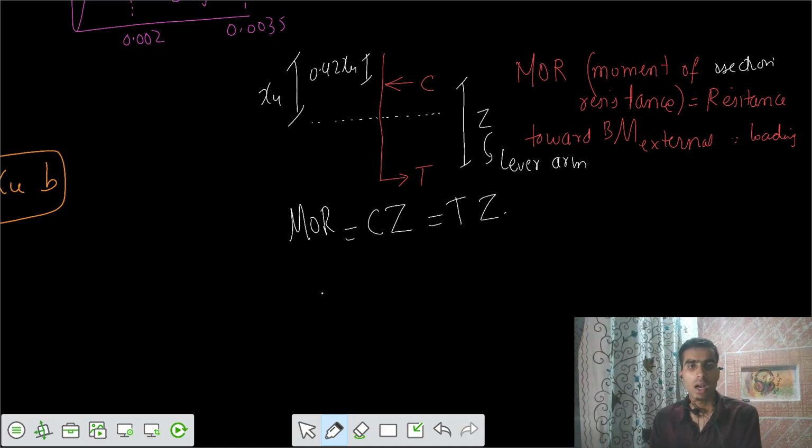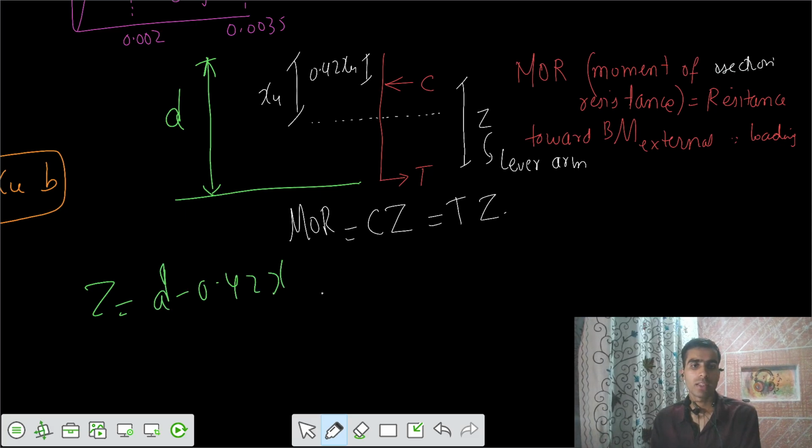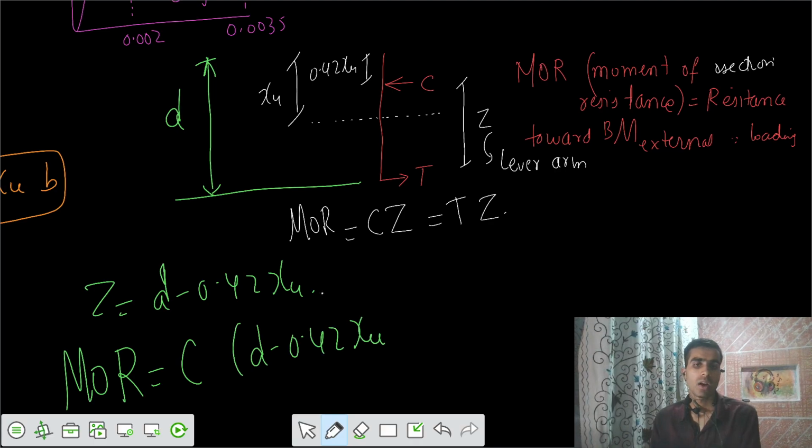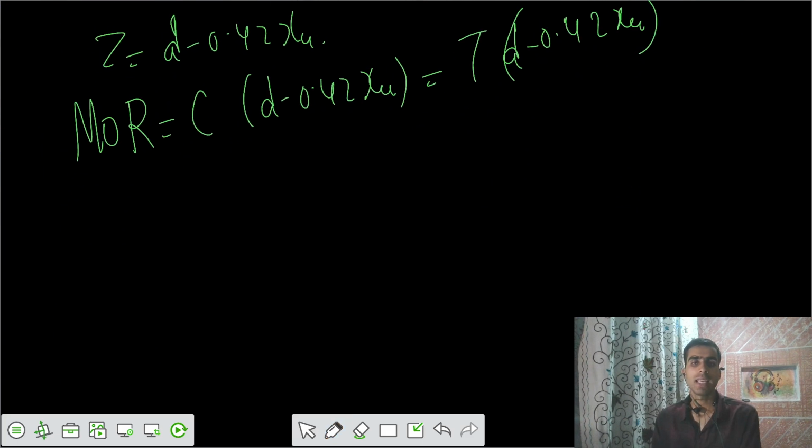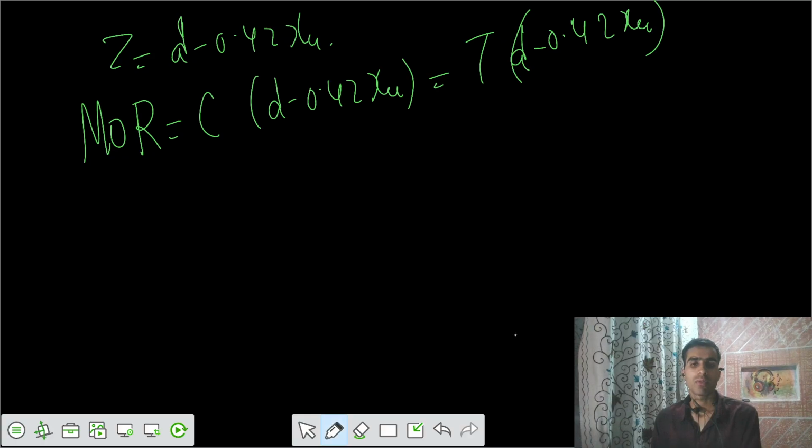So I would say up to this level from the top, this total depth was the effective depth d. So finally, z equals d minus 0.42 xu. So finally, moment of resistance equals C times (d minus 0.42 xu), or T times (d minus 0.42 xu). Now we need to substitute the value of C and T, and accordingly we can get the moment of resistance.